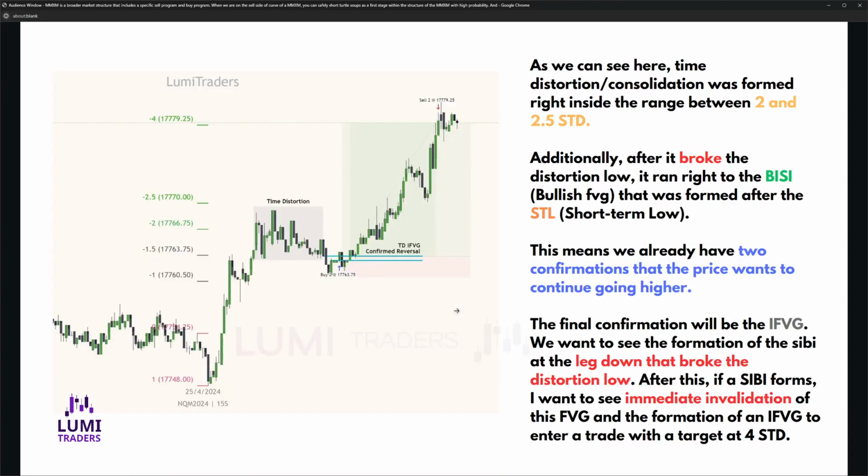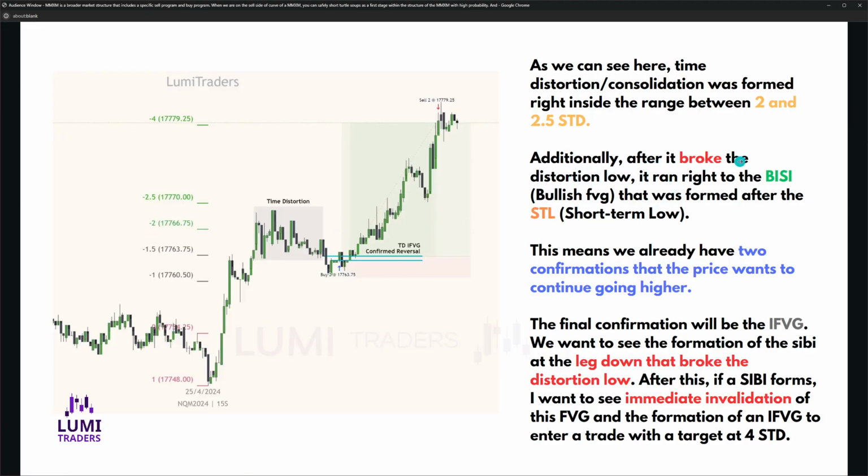Here's an example. Here was my execution. Why I decided to show this on a 15-second chart: just to show you that it works everywhere, on every single time frame. As we can see here, time distortion. We got time distortion right here between 2 and 2.5 standard deviation. Once again, ideally, I would like to see formation of time distortion, second stage of reaccumulation, redistribution inside the range between 2 and 2.5 standard deviation levels.